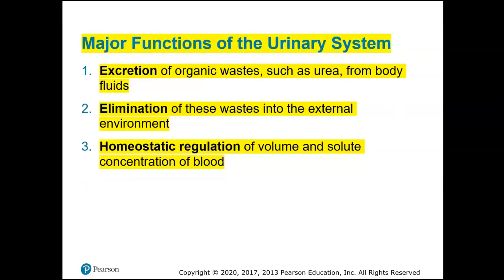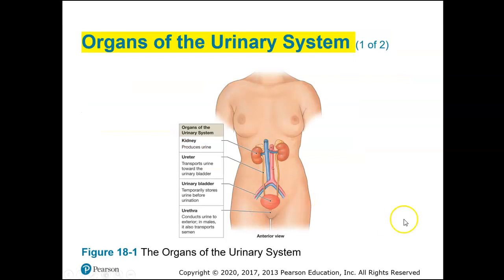So the major functions of the urinary system are excretion of organic waste, such as urea, from body fluids, and elimination of these waste into the external environment, and then the homeostatic regulation of the volume and solute concentration of the blood. So these are the organs of the urinary system. Notice on the right side of the body that the kidney sits a little lower than it does on the left side of the body. On the left side, it sits a little higher up, a little more superior.